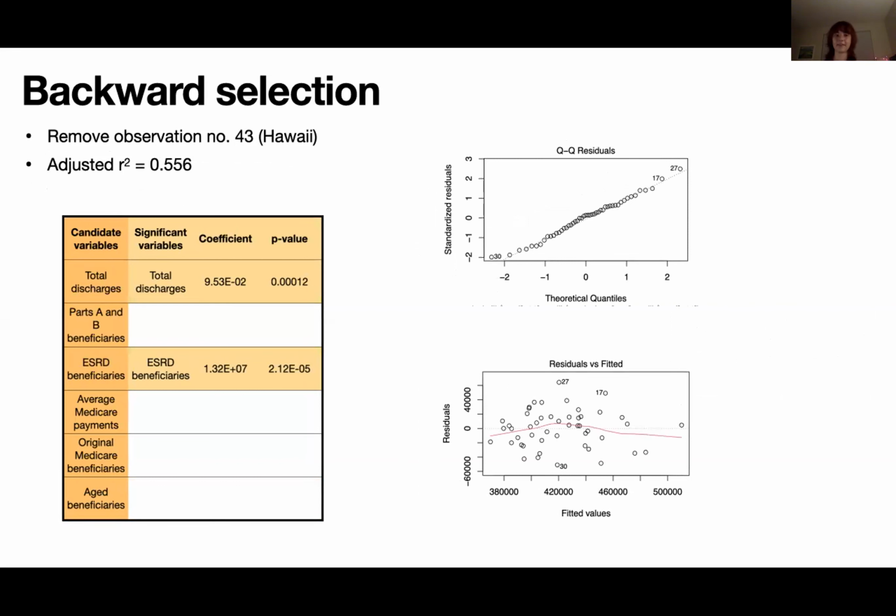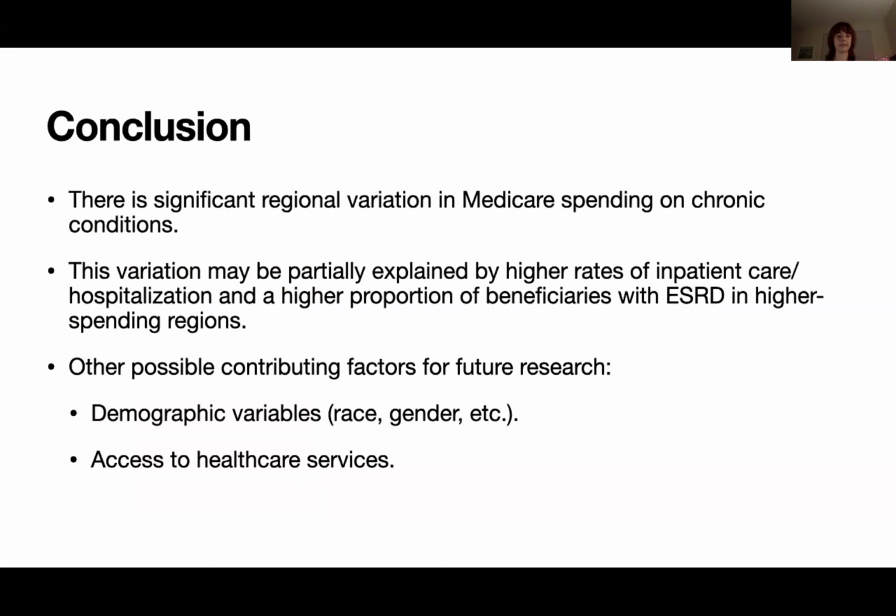the significant variables influencing Medicare spending by state being the total number of discharges from hospitals, as well as the proportion of beneficiaries with kidney failure. And so I think that intuitively this data makes sense, because higher rates of inpatient care or hospitalization correlating with higher per capita spending makes sense, because inpatient care does tend to be more expensive than outpatient care.